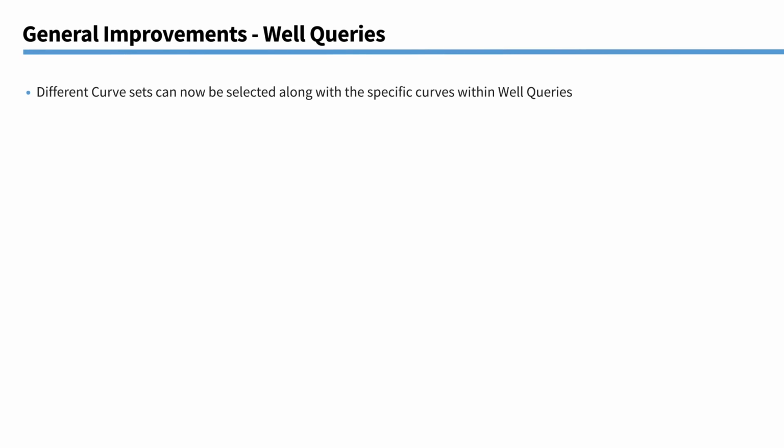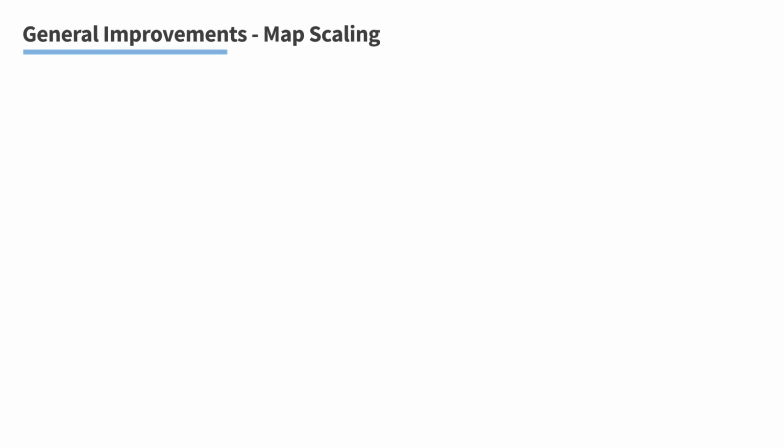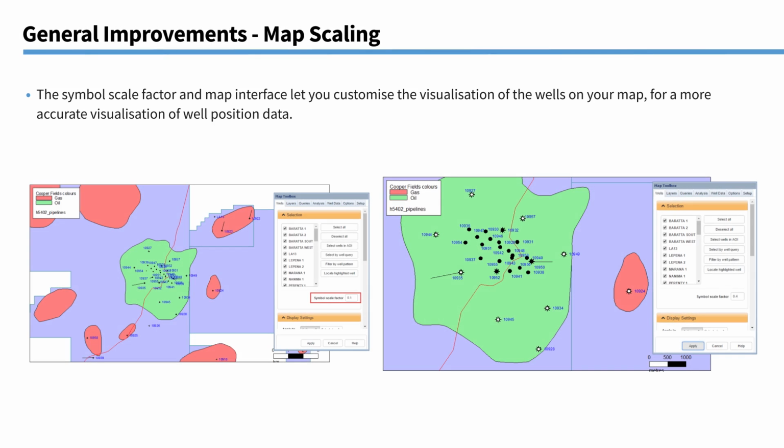We've added new functionality to the well queries to enable different curve sets to be selected along with the specific curves within the well query. So instead of just selecting the group level, you can now select the set level as well. We've made improvements to our map scaling. You can now use symbol scale factors such as 0.1 to help scale your maps to give you more accurate positions for your wells.